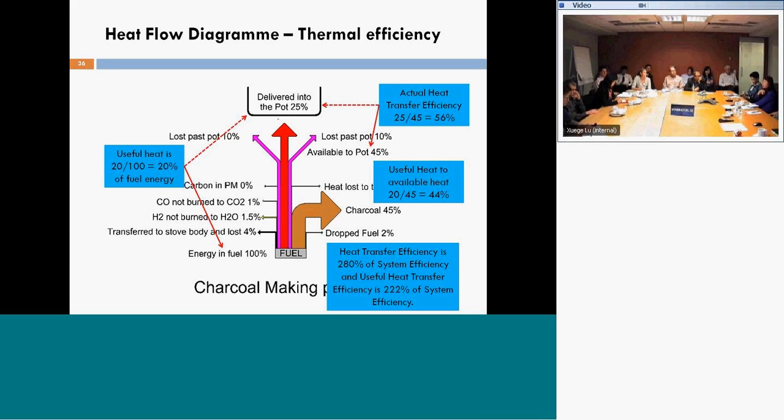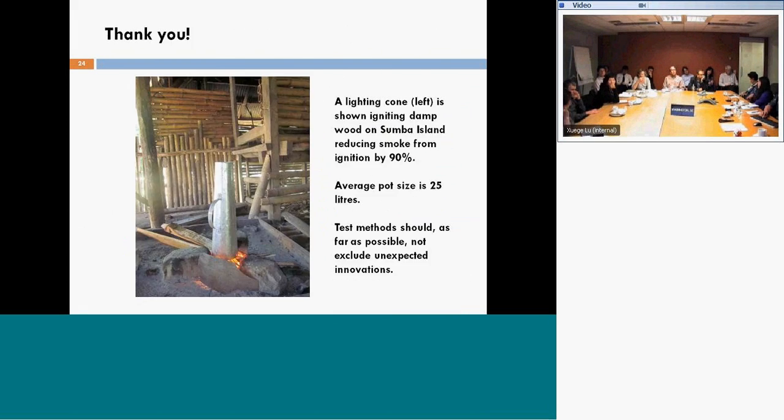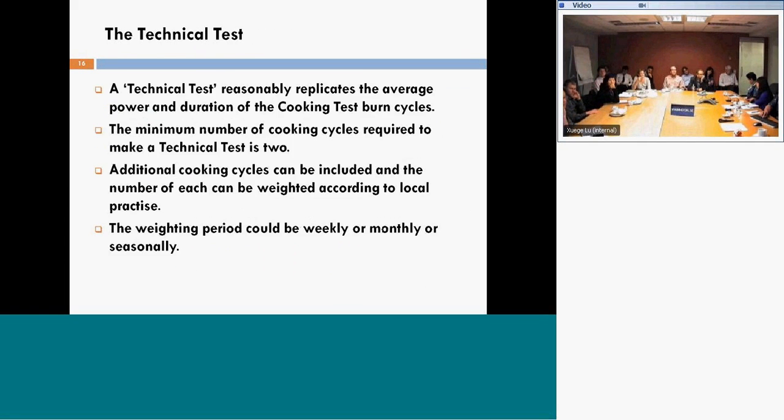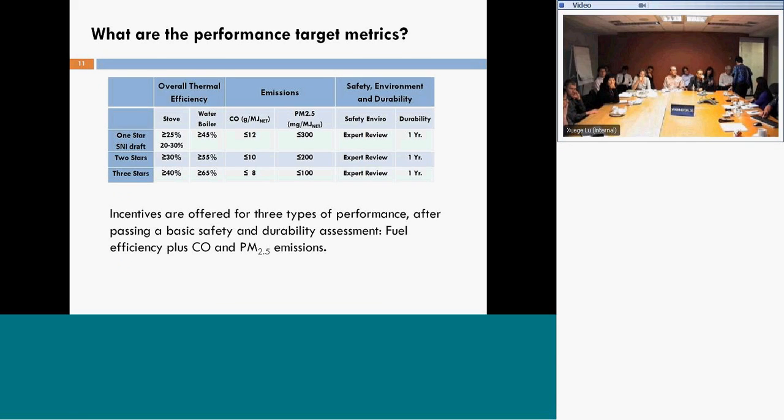Okay. So first, there's one slide that shows the metrics of the program, looking at performance metrics, which are efficiency, CO, PM 2.5, and minimum requirements on safety and durability. So that is the eligibility criteria, first, to enter the program and receive incentives. Incentives means the cash incentive if you sell stoves, and additional technical assistance to help you, because the stove is now identified as good compared to the base stove. It's clean and more efficient.